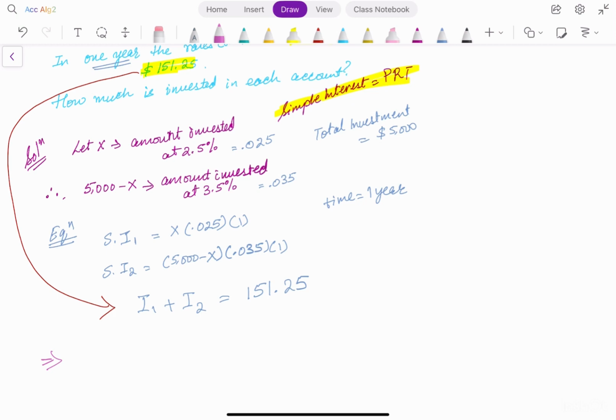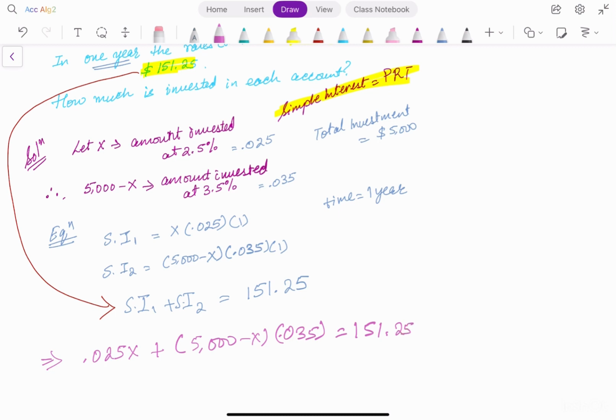So let's rewrite the equation by combining the two interests together. So we can say 0.025x plus (5000 minus x) times 0.035 is equal to 151.25.